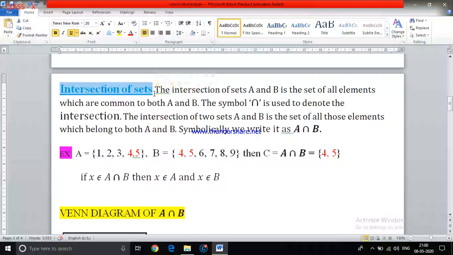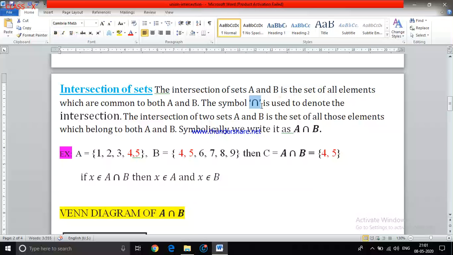Intersection is, if I take A and B as the two sets, then A intersection B will be the elements which are common for both the sets. That means if I take an element in A intersection B, that must be an element of A as well as an element of B. Remember, in union I discussed it has to be in A or B or maybe both. But in the intersection, the element has to be an element of both the sets.